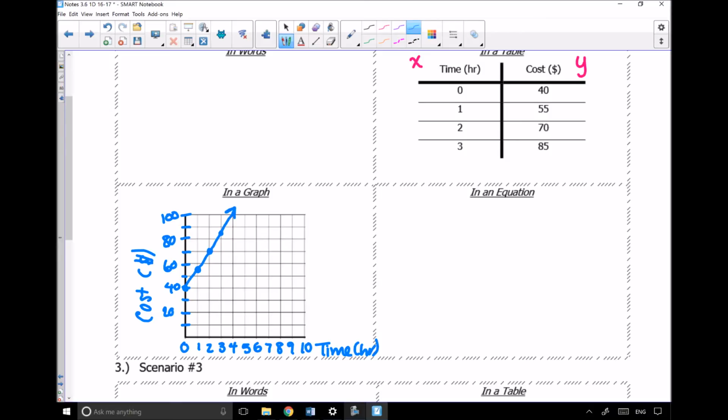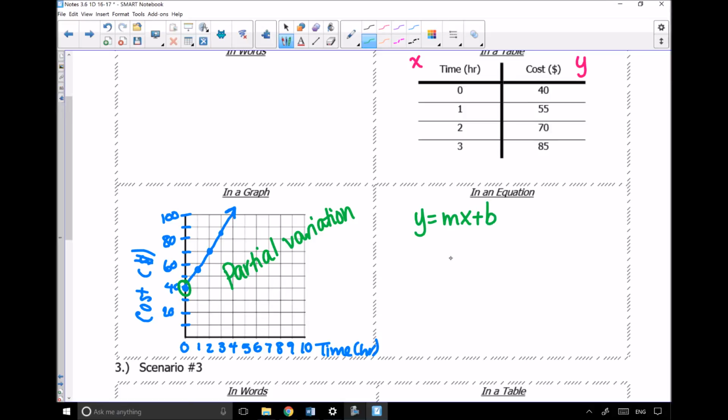Now that I've done that, I need to write my equation. I'm doing the words at the end because this scenario is going to be based on my understanding of the other 3 ways to represent this information, okay? So in my equation, when I look at this right here, it still tells me that I have partial variation, again, because I have a straight line, so I have a constant rate of change, and I also have an initial value, okay? So I'm going to use y equals mx plus b again.